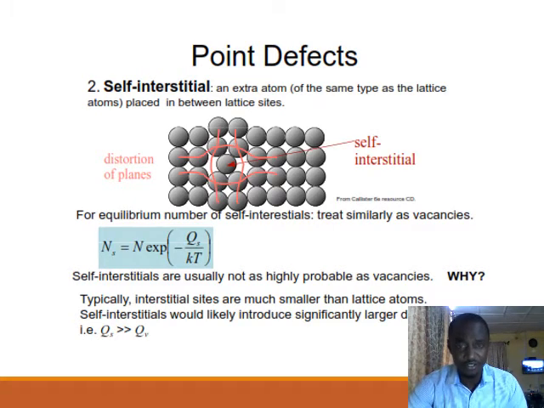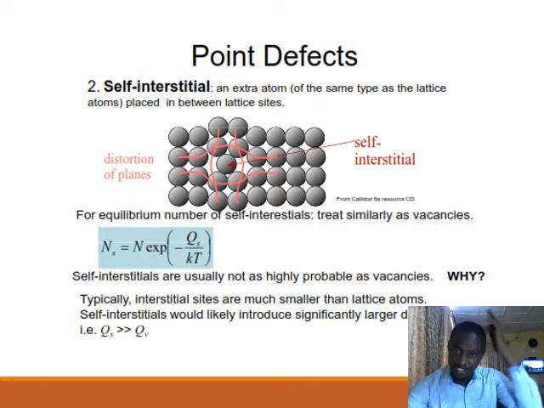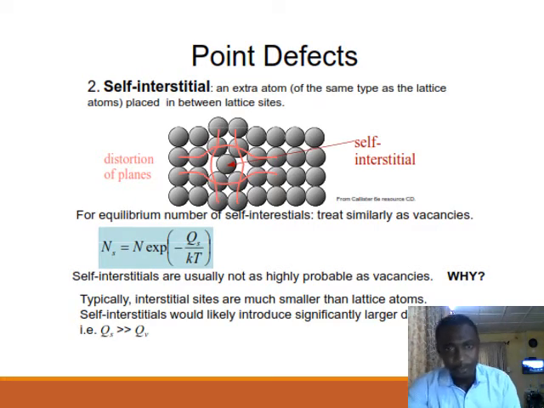This will also cause a distortion on the structure. And of course, once there's a distortion, there is a change of structure, and this change of structure will lead to a change of properties. So what you see here is a self-interstitial atom, meaning that you have the same type of atom trying to force itself into a lattice site. There's no vacant space, but you have to find a way of forcing an extra atom of the same type as the atoms in the structure to stay in there. So you form the kind of distortion that you have on this slide.